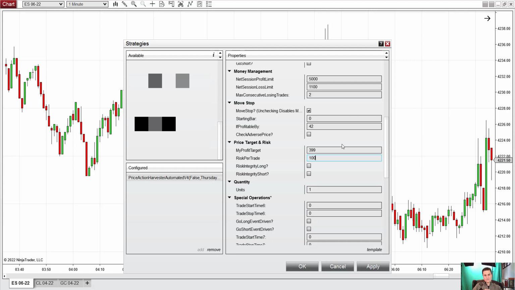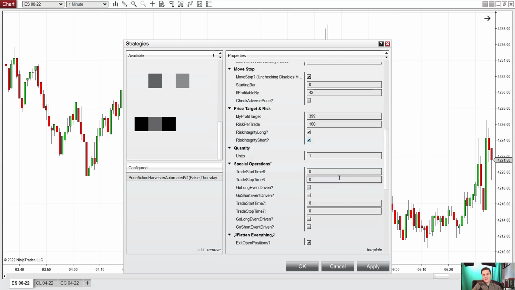Okay, that stop hits. Next, this is my view, I'm going to always keep the recent integrity long and short checked. I'll explain that to anybody who wants to know what that is. Just let me know. And then I'm going to trade one contract, 1 unit.